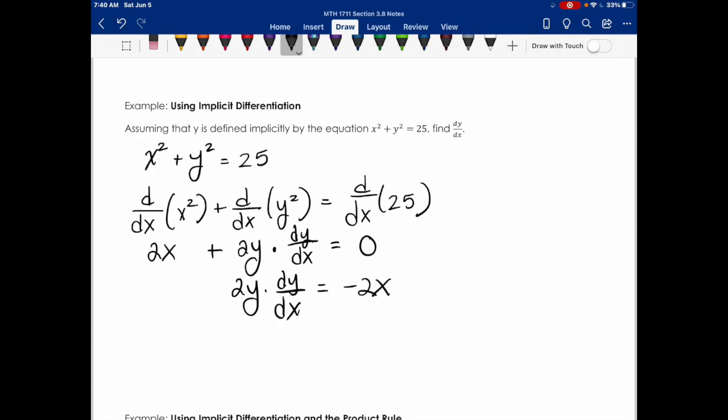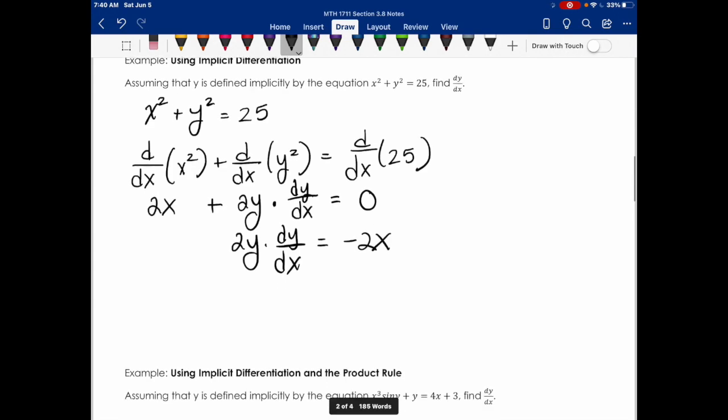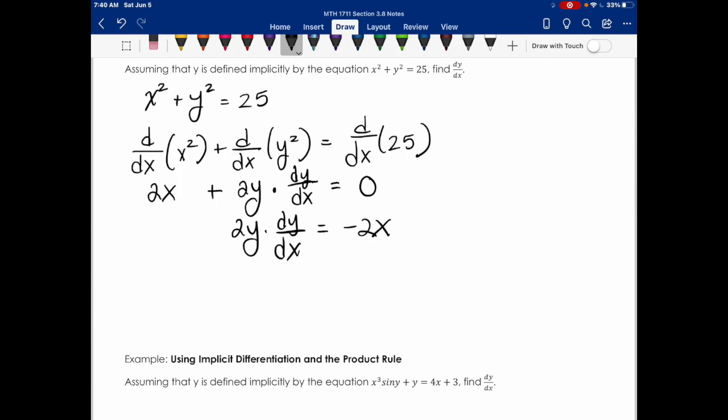Okay, so I subtracted 2x from both sides. Now the last step is to solve for dy dx by dividing by anything that's left over. So I'm going to divide both sides by 2y. So my derivative of y with respect to x is negative 2x over 2y, which I can simplify as negative x over y.